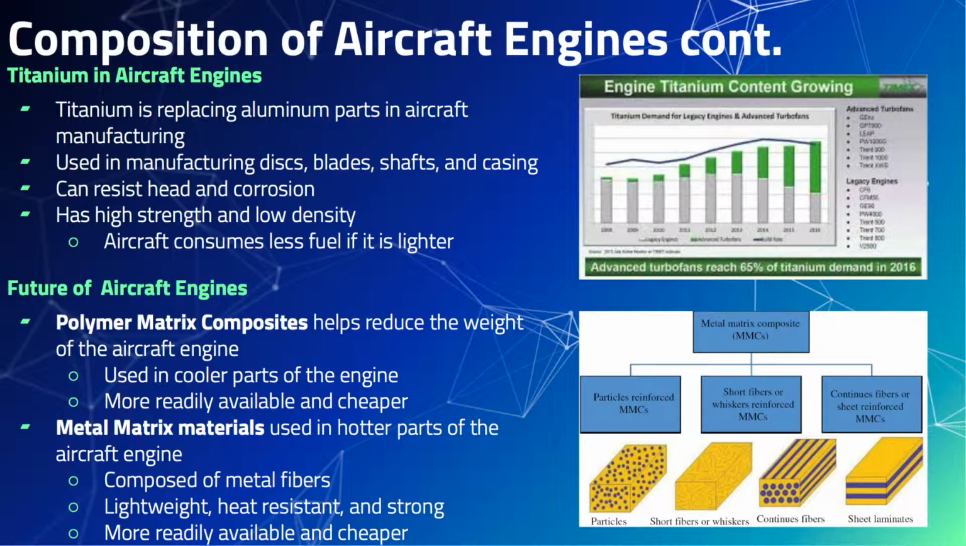However, for the future of aircraft engines, they are trying to phase out of using titanium and other materials. Polymer matrix composites and metal matrix materials are 2 new types of materials that are starting to be incorporated in the manufacturing of aircraft engines because they are more readily available, cheaper, lightweight, and strong.